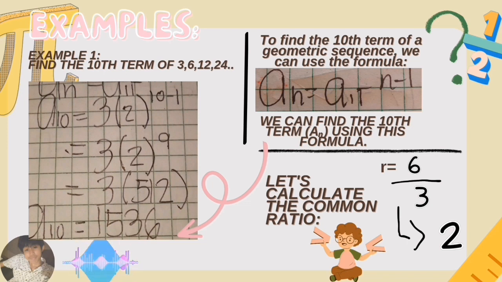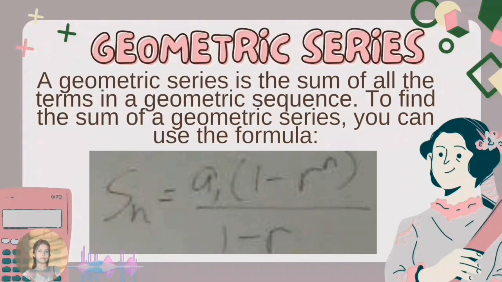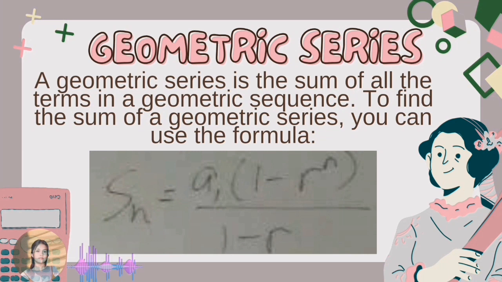So let's multiply 512 by 3. So 512 times 3 equals 1536. So our 10th term of this sequence equals 1536.